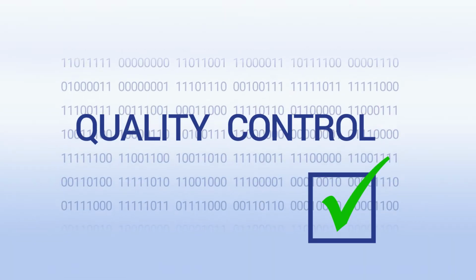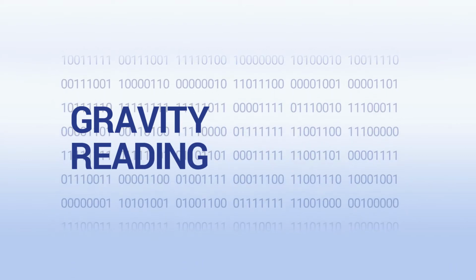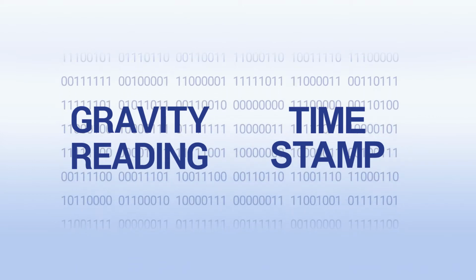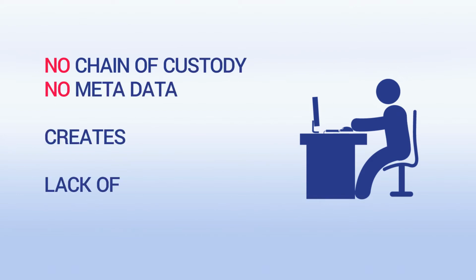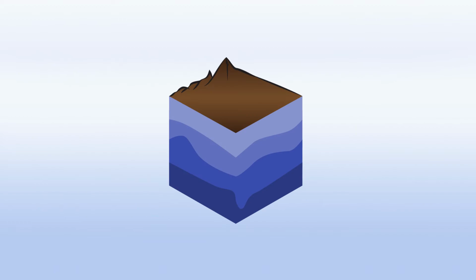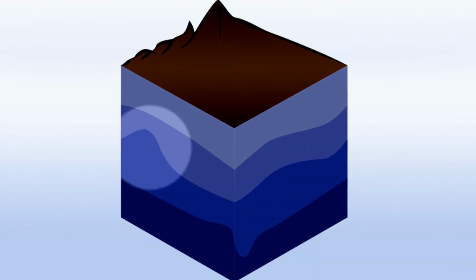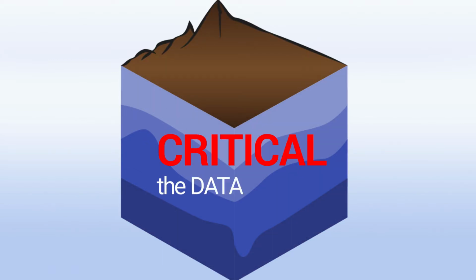Similarly, so does an indicator on the gravity reading returned by accelerometers, and also a timestamp gives you confidence the survey was done on the day and time you requested it. The consequence of no chain of custody and no metadata creates a lack of confidence with your data. And because a grade control block model relies on the positional information from survey tools as well as the assay data, it's critical the data you have can be trusted.